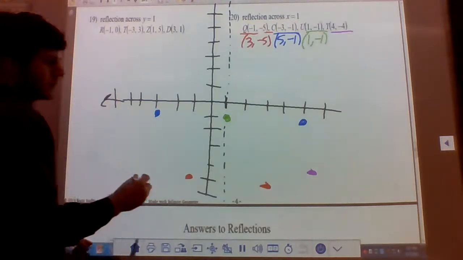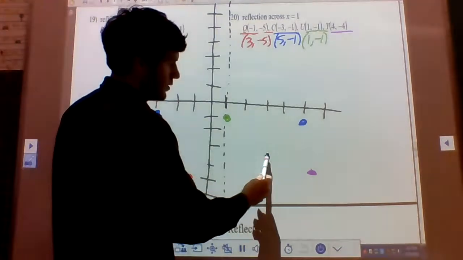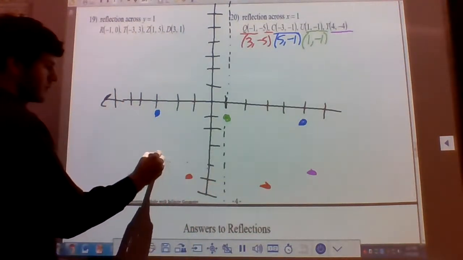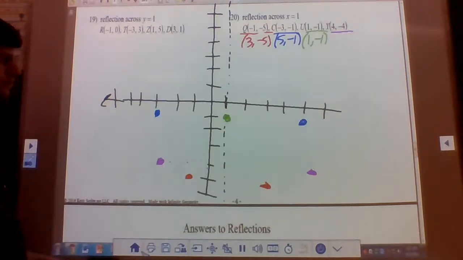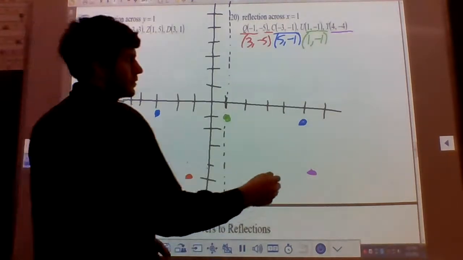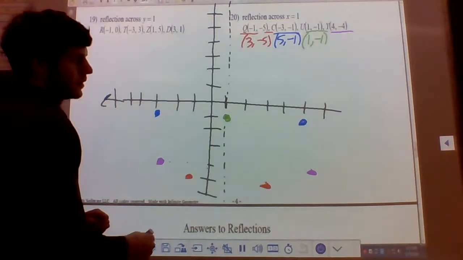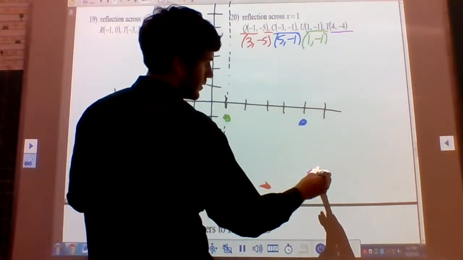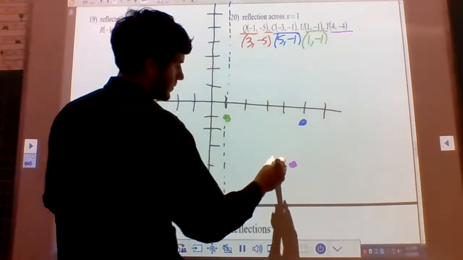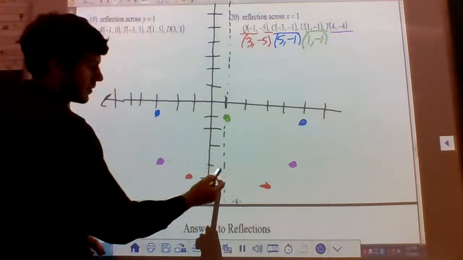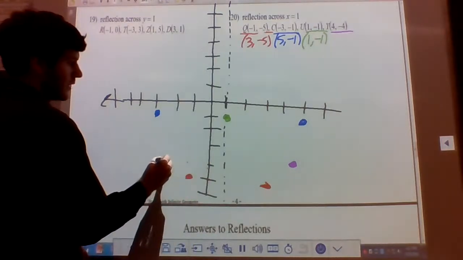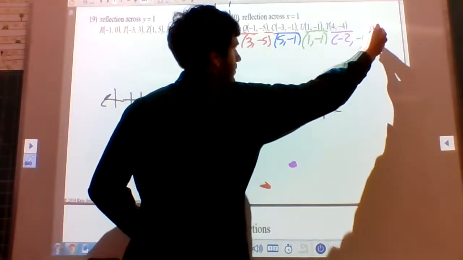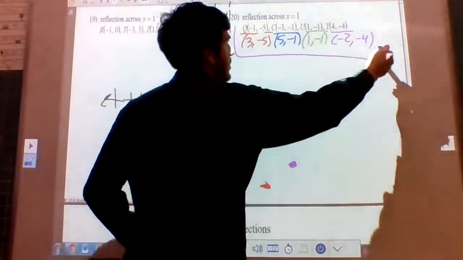And then purple here is 1, 2, 3, 4 to the right, so we want to go 4 to the left. Okay, so it's going to be at -3, -4. Whoa, wait a minute. It's 1, 2, 3. So this one should have been more this way. It's 3 to the right. We want to go 3 to the left, which puts it at -2, -4. And these are our 4 points.